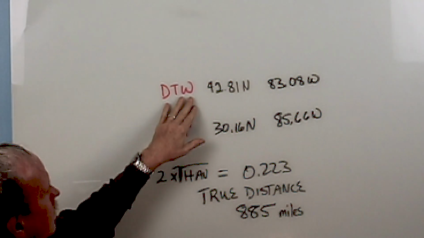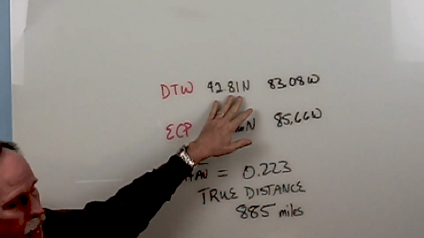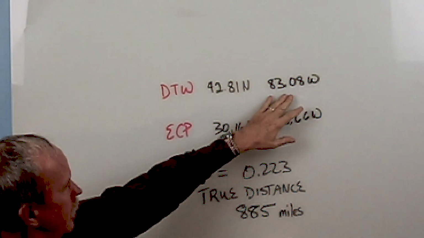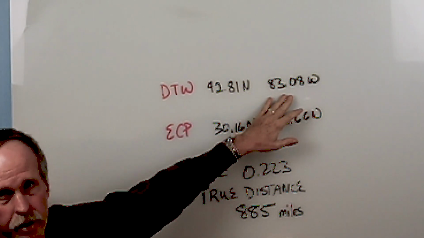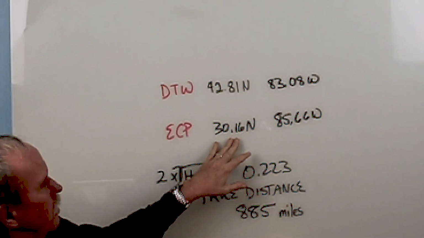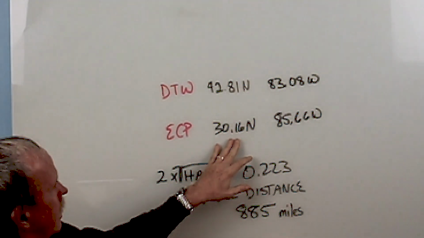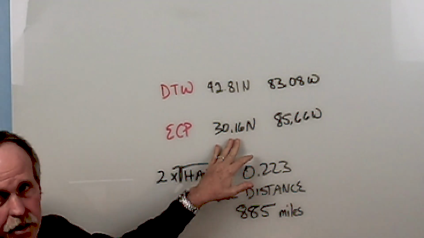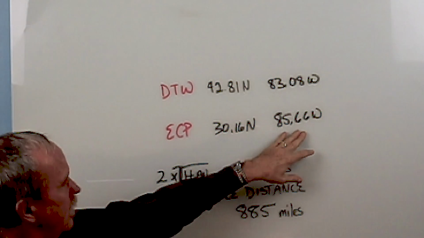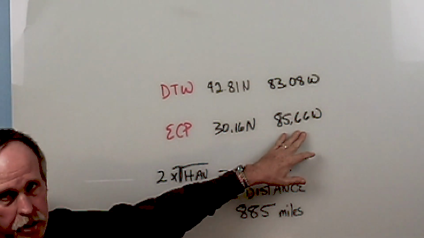The Detroit Metro Airport is located at 42.81 degrees north, 83.08 degrees west. North Florida Beaches Airport in Panama City Beach, Florida, is located at 30.16 degrees north, 85.66 degrees west.